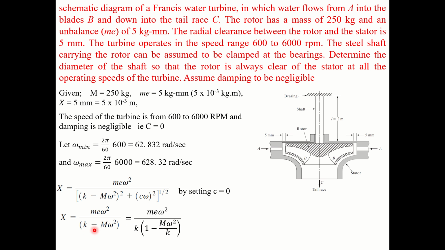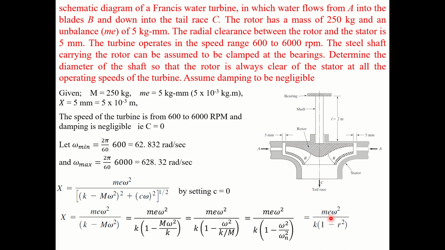This k will go to this side. Now, m by k is omega n square. Mu omega square remains the same, k is taken outside. 1 minus m omega square by k, where k by m is omega n square, this term. Now if I simplify, mu omega square is equal to k into 1 minus r square.